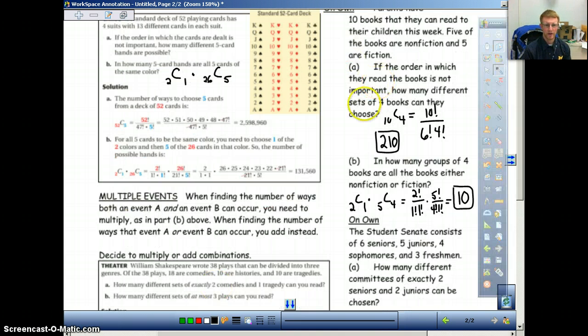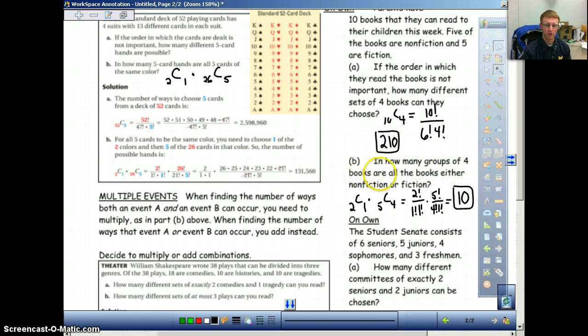All right, so hopefully you got 210 for A. We have 10 choose 4, so we have 10 total books and we're just choosing 4. The order does not matter, so therefore we're using combinations. We have 10 factorial over 6 factorial times 4 factorial. You should get 210.